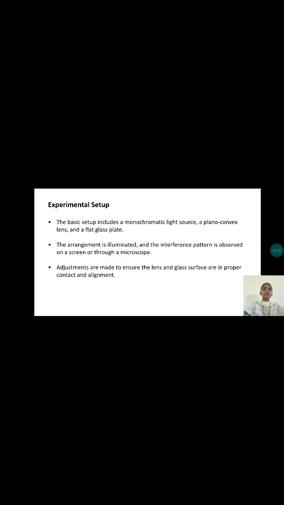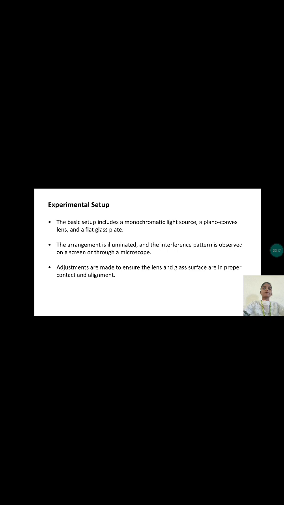Applications of Newton's rings. Newton's rings are used to measure the radius of curvature of a lens with high precision. They help in assessing the flatness and quality of optical surfaces. The phenomenon is also employed in thin film research and in the calibration of optical devices.